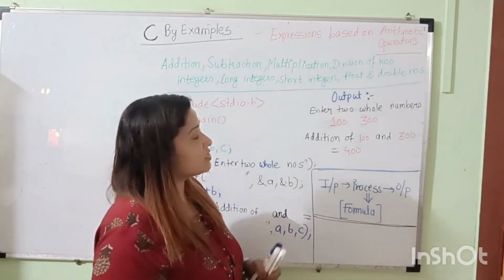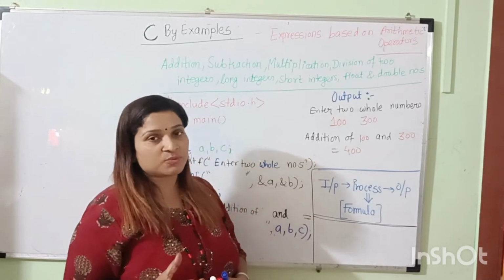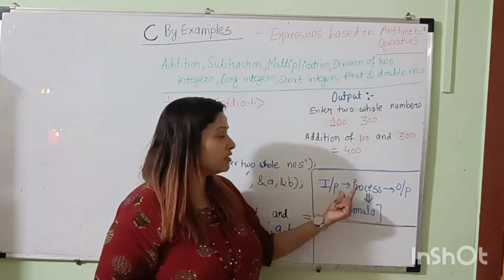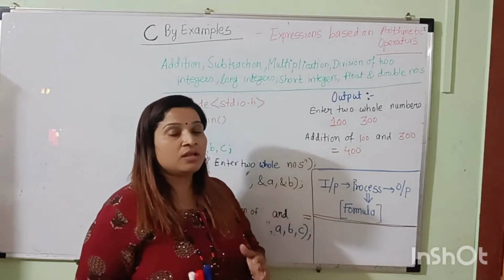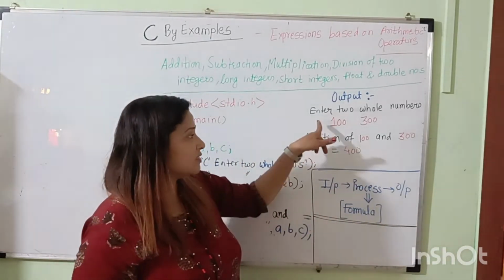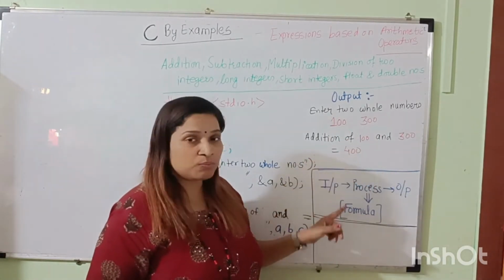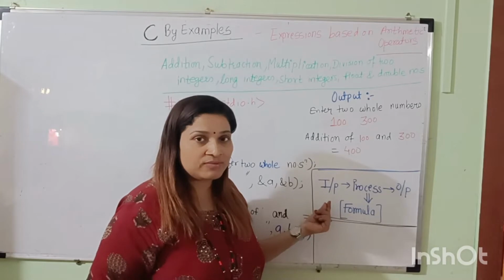Now in programming with arithmetic operator expressions, the flow of the program is: input, process, and output. First we have to think about the output, which we have just seen should look like this. Based on this output, we determine the input. So what will be the input?